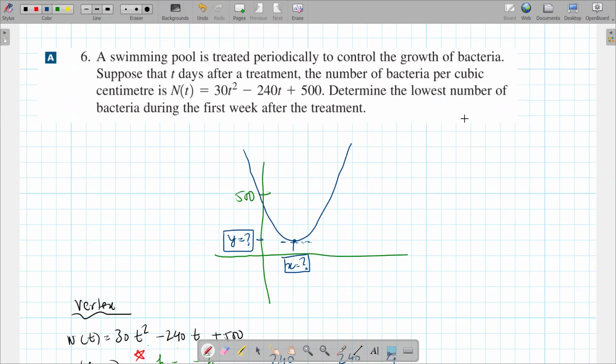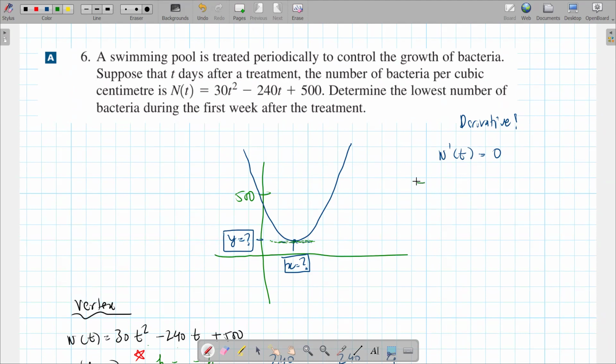Here's a third method, which is the best way. We're going to find the derivative. We're going to find N prime of t and set it equal to 0. N prime of t gives us the slope function, and we know at this point the slope is 0. So when we solve this, we will get the x value, which we know is 4.